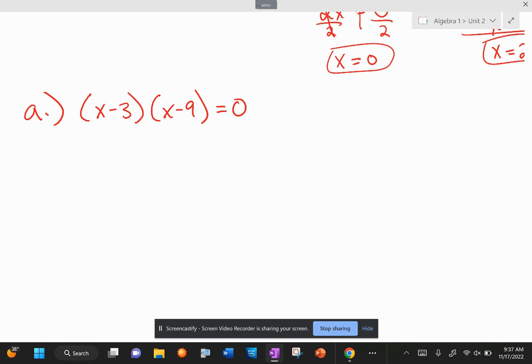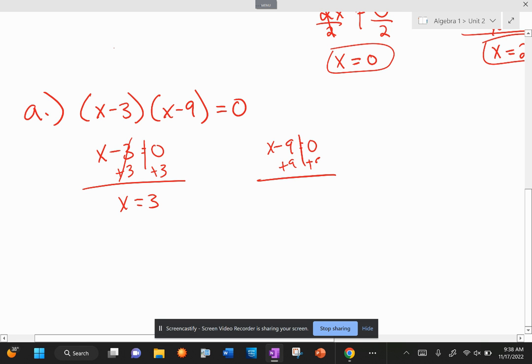Okay, so you should have taken both of these factors and set them equal to what? 0. And then solve for both, which means I'm going to add 3 to both sides on the one on the left, which gives me x equals 3. Okay, I'm going to do the same process, adding 9 to both sides on the other one, which will give me x equals 9.